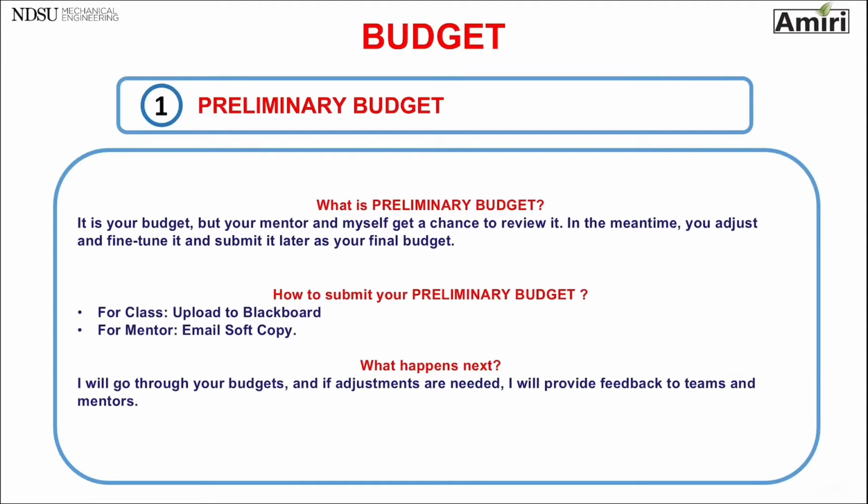You submit it to Blackboard similar to any other deliverable, and you submit a copy to your mentor to review. After that, if you don't hear anything from me or your mentor, that means everything is in order. But if adjustments and modifications are needed, if your budget is way too high or way too low, I will reach out to you and say, you know what, this is way beyond senior design and what your company can allocate to you. So we'll go back and forth and adjust it for your final budget.